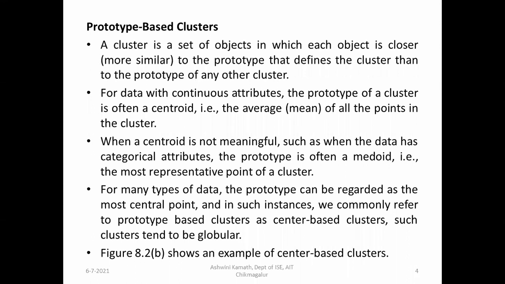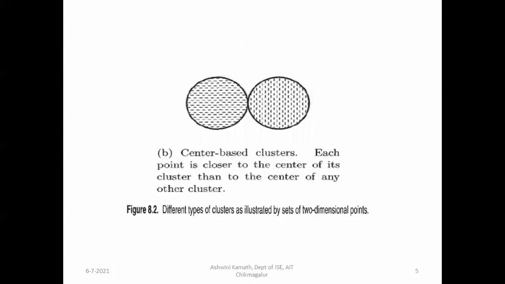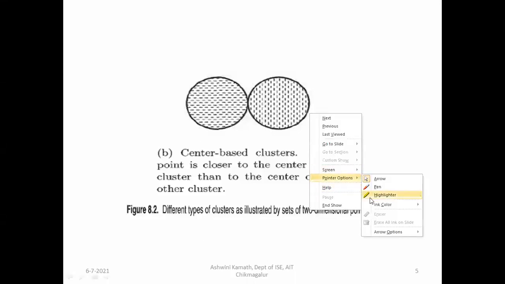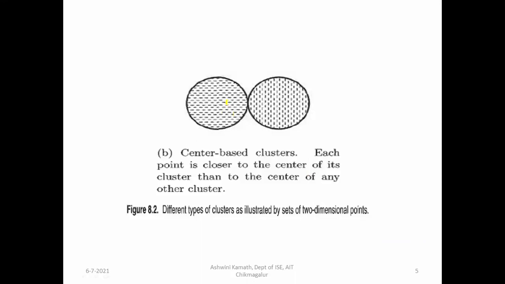Figure 8.2b shows an example of a center-based cluster. In center-based clusters, each point is closer to the center of its cluster than to the center of any other cluster. So we have 2 clusters here, one with the vertical lines and another with the horizontal lines. You can consider any point here. I'll consider this as the center of the cluster.